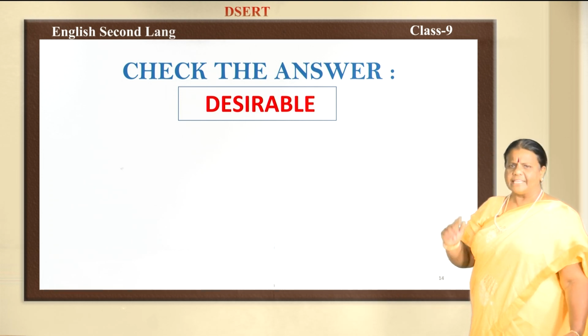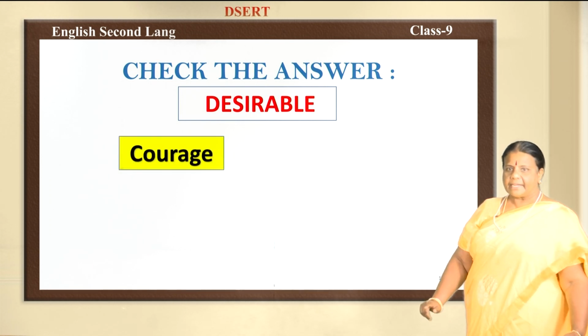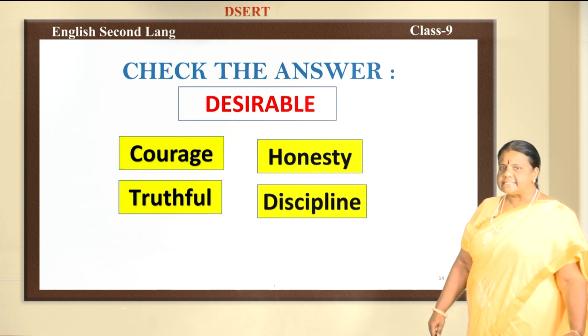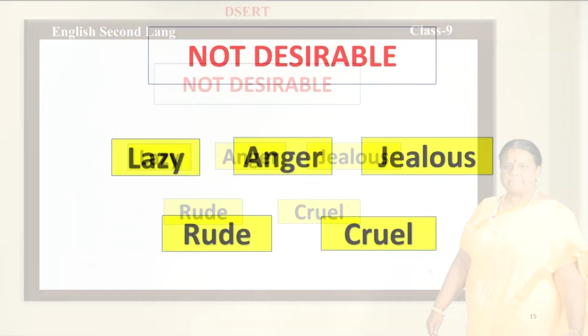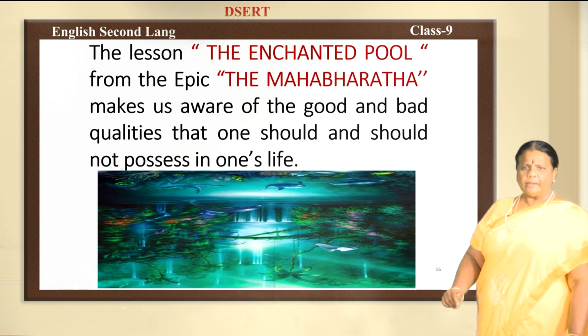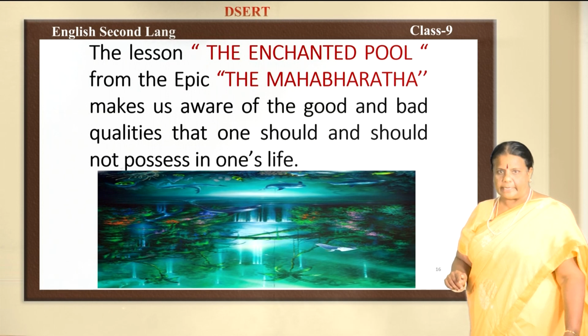Very good. Now let us check the answers to see whether what you have done is correct. The desirable qualities are courage, honesty, truthful, discipline and kindness. The not desirable qualities are lazy, anger, jealous, rude and cruel. Till now you came to know what the bad and good qualities are.